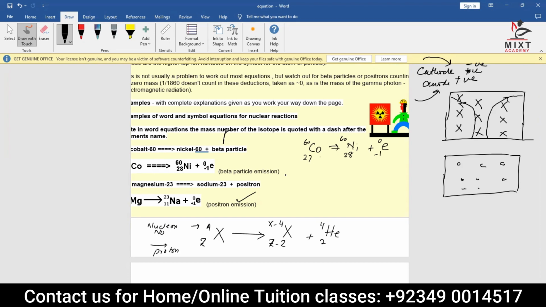When alpha particles are emitted from an atom, nucleon number is reduced by 4 and proton number is reduced by 2.